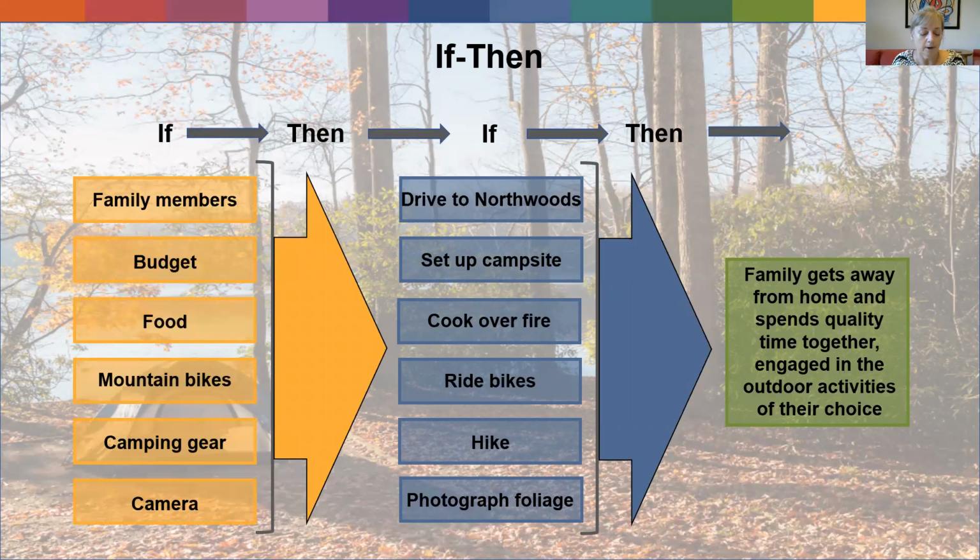So here we have a classic logic language, the if-then statements. So if we have the family members, budget, food, mountain bikes, etc., then we can do these activities. We can drive to the North Woods, set up a campsite, cook over the fire, etc. And if we do those actions, then we can achieve the outcomes of the family getting away from home and spending quality time together, engaged in the outdoor activities of their choice.